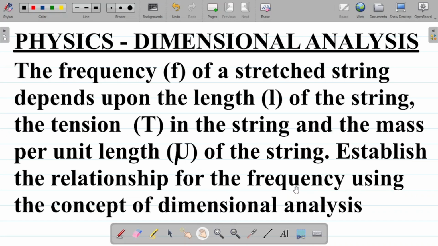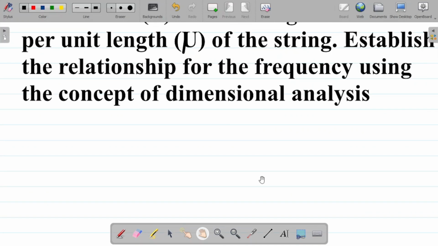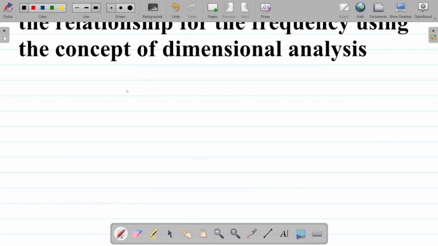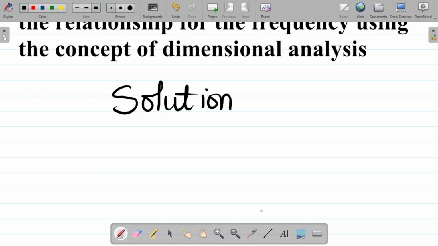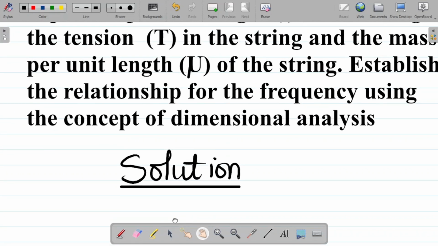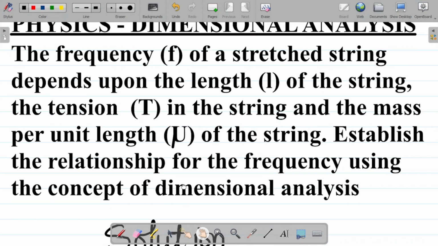So how do you solve this question? Solution. Don't forget that we've already treated the concept of dimensions and dimensional analysis in our previous class. I'll leave a link to our first class on dimension and dimensional analysis in the video description.